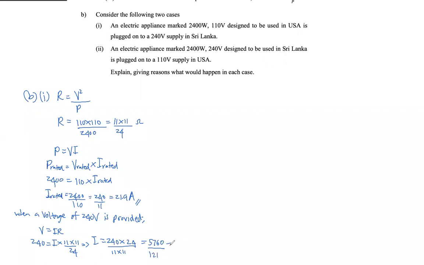When you divide them, what is the current we are getting? The current we are going to get is more than the rated current. 5760 divided by 121 is 47.6 ampere. But the rated current is just 21.9 ampere. So what will happen? The equipment will get damaged.